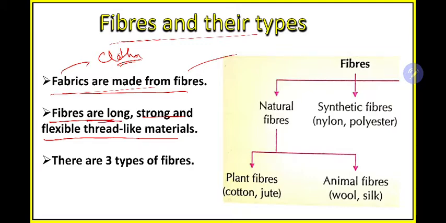So fibers are long, strong and flexible thread-like material. You know, in your cloth, if one thread comes out, if you pull it out, it will be a long thread. So you can say fibers are long, and they should be strong, otherwise your cloth will tear, your clothes will get damaged. So fibers will be strong enough and flexible.